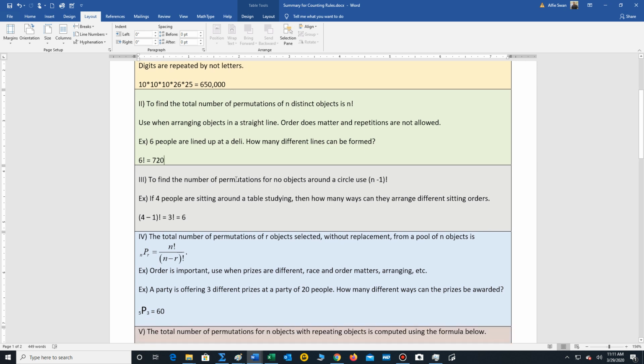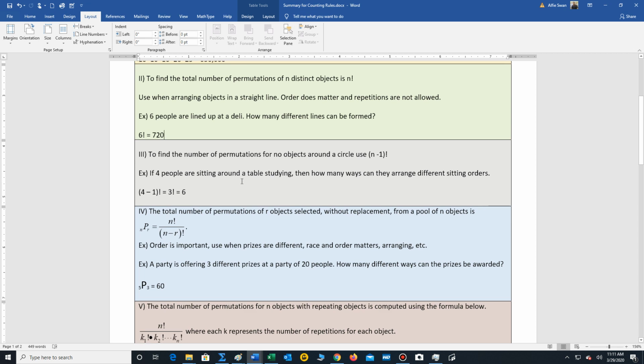What if we want to find the permutations of objects around a circle? In that situation, we have to assign one of those objects to the beginning and ending of a circle. Unlike a line, a circle has no beginning or ending. So this factorial is computed by taking n minus 1 factorial. So if 4 people are sitting around a table studying, how many ways can we arrange the different sitting orders? You just take 4 minus 1, 3, factorial, which is 6.